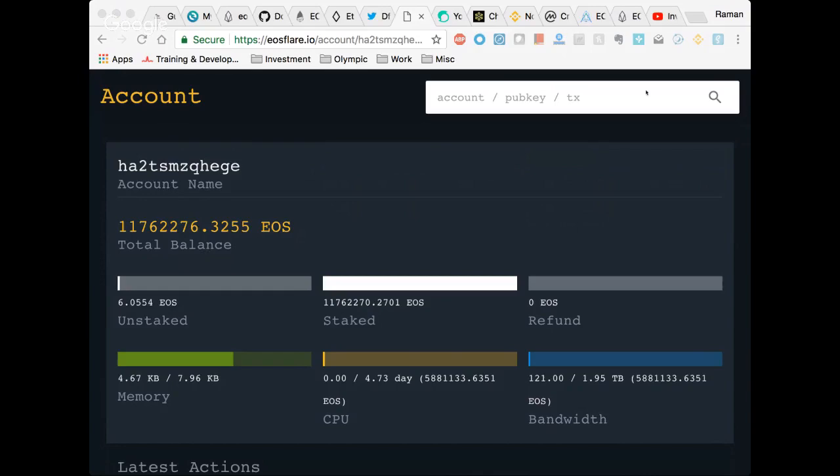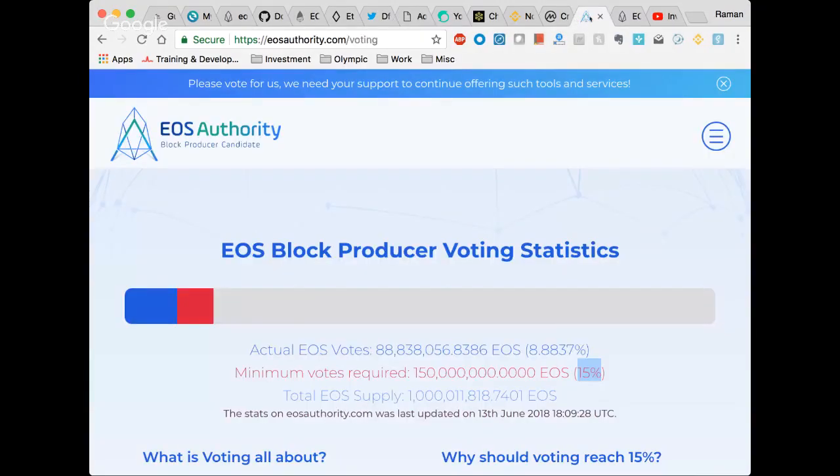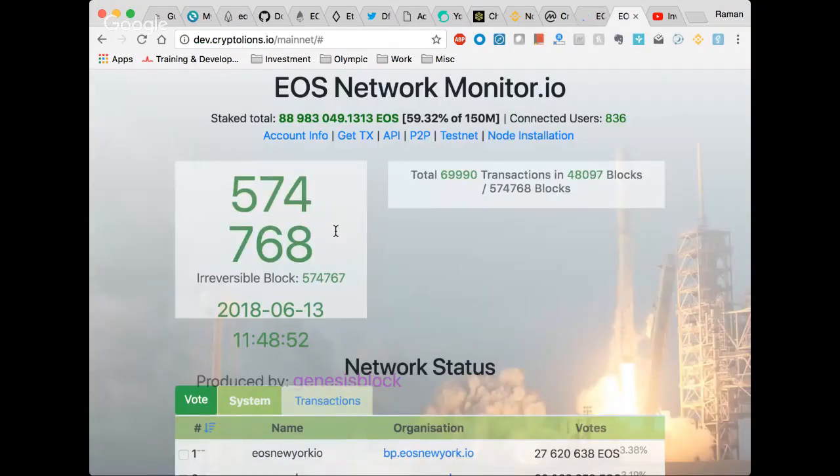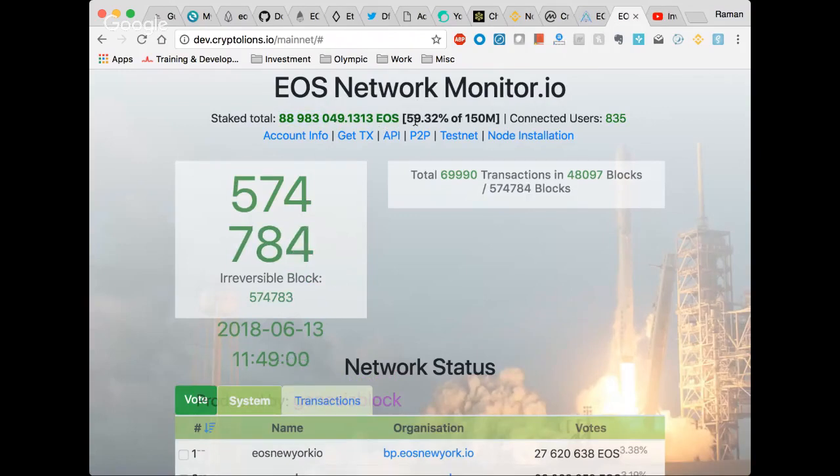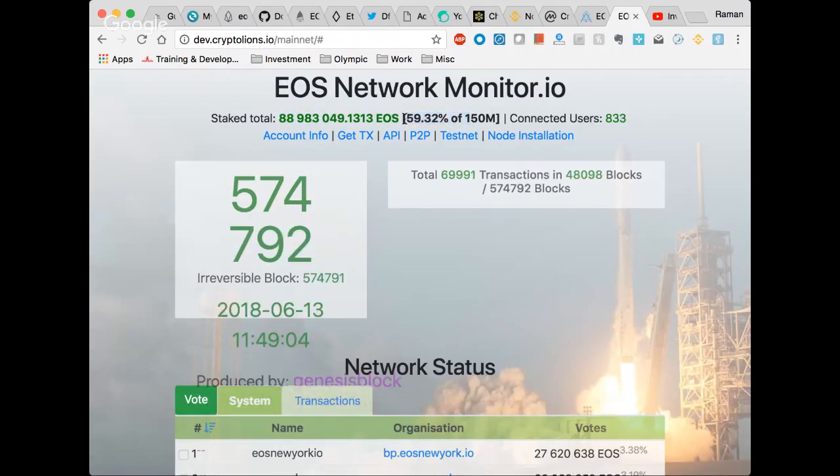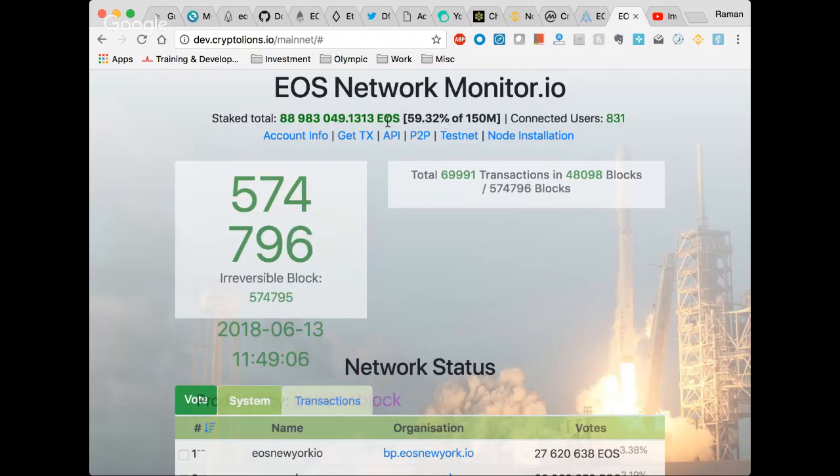So let me go back and see what the status is now, and let me reload, or maybe we can look at the US network monitor. So 59.6%, so 88.9 million votes have been cast. It is moving very fast since this morning, I would say. And so the 100% can happen very fast. Again, this tool is tracking 100% of 150 million.